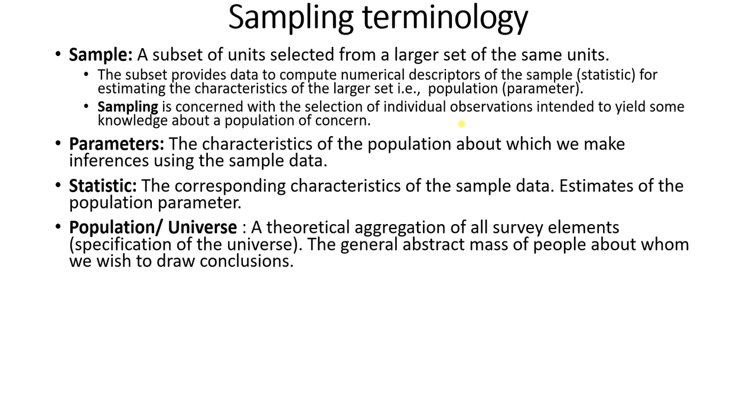And in the context of psychology, we can say that the general abstract mass of people about whom we want to make inferences or draw conclusions by studying the sample is called the population. So a population is a well defined larger set of units. For example, if I say all the students of Banaras Hindu University are the population, I am defining that this is the students of the Banaras Hindu University.